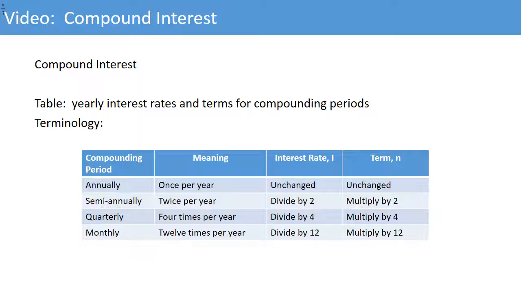Quarterly means 4 times per year. 4 times means that we have to divide the interest rate by 4. We would then have 4 compounding periods per year, so n would be multiplied by 4. Monthly means 12 times per year. For the interest rate here, we would have to divide by 12. For the number of compounding periods, we multiply n by 12. We'll look at this as we do the questions in this section.